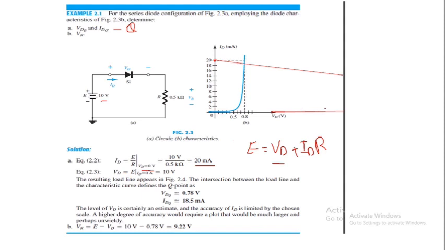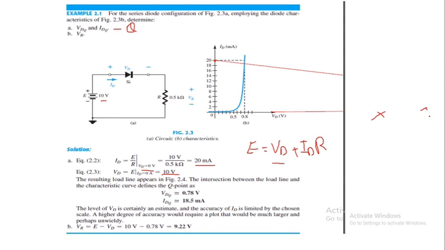And on the x-axis, if you put ID equal to 0 in this equation, you will find a point that will be VD equal to E at ID equal to 0, and E is 10 volts. Since the scale of this x-axis is like this, that 0.8 is here and 10 will be beyond this point. So if you consider 10, let's say here, then you draw the line which is the load line, and where the load line intersects this characteristic curve of the diode, that will be the Q point.